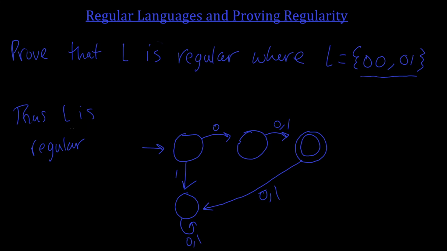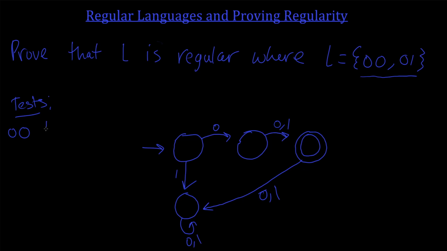And maybe to convince you of this a little bit more, I'll run through a few test cases. Okay, so let's run some tests. Let's test the string 0, 0 really quick. Well, if we start at the start state, we transition on 0 to this reject state, and then we transition on 0 again to the accept state. We've finished processing our string, and we've landed on an accept state.